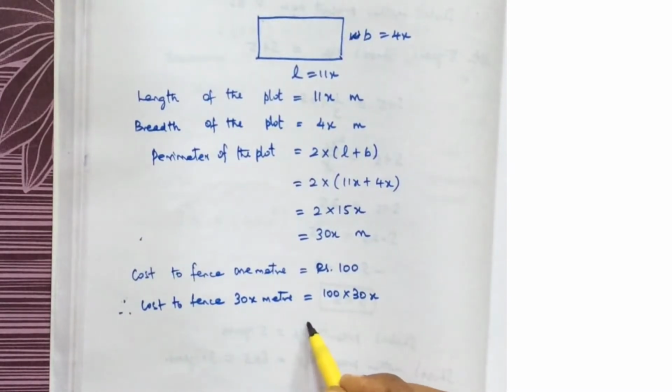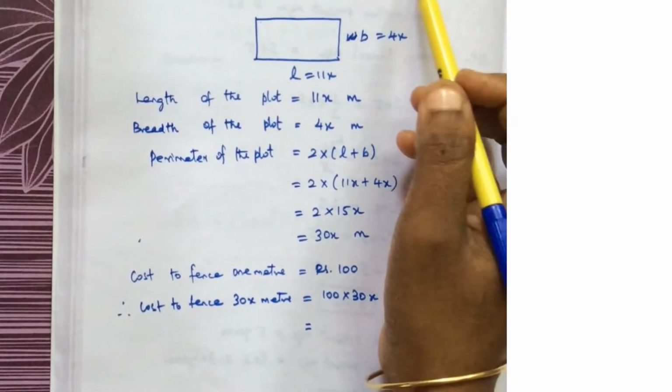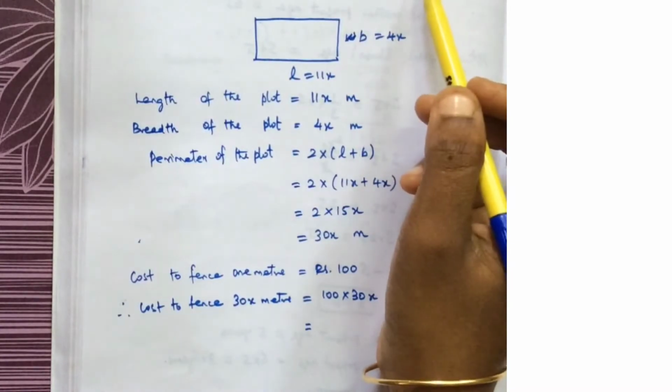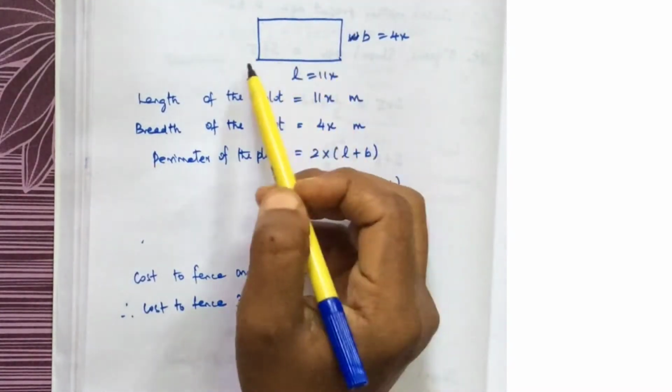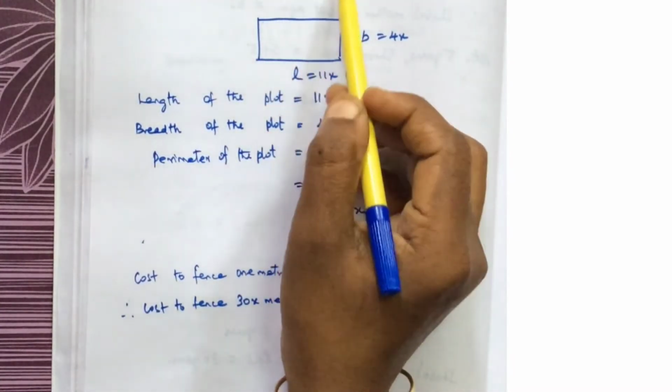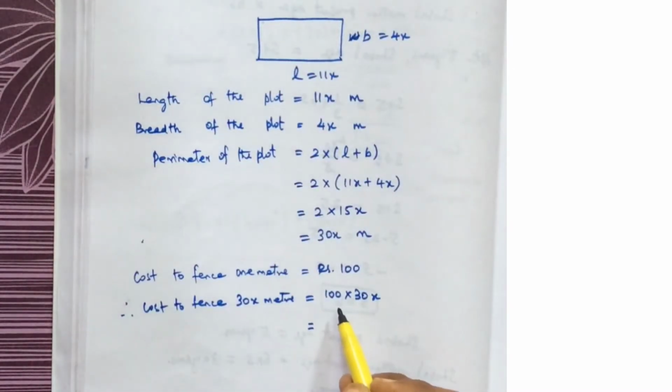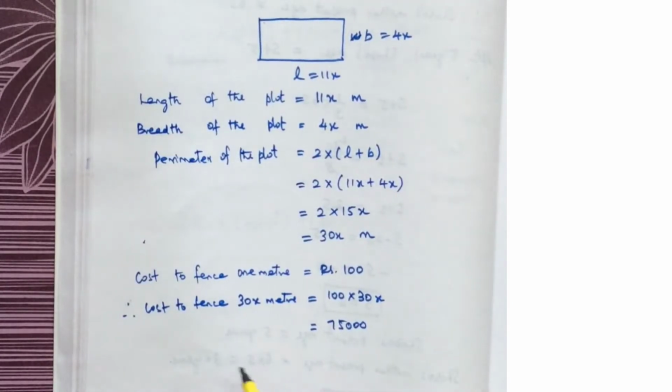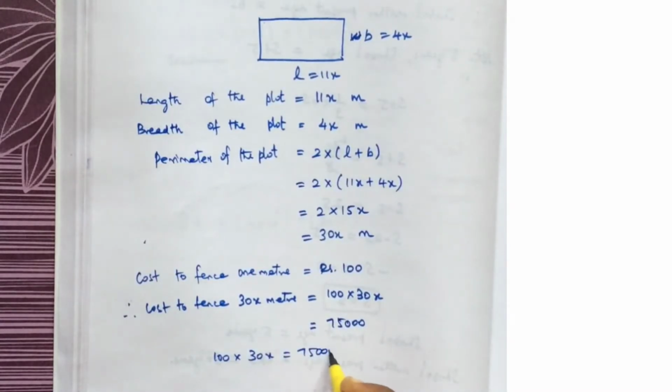Now the same is equal to, they have mentioned to fence the plot, that is to fence the whole perimeter, it cost around rupees 75,000. So this 100 multiplied by 30x should be equal to this 75,000. This is the equation. What is that? 100 multiplied by 30x equal to 75,000.